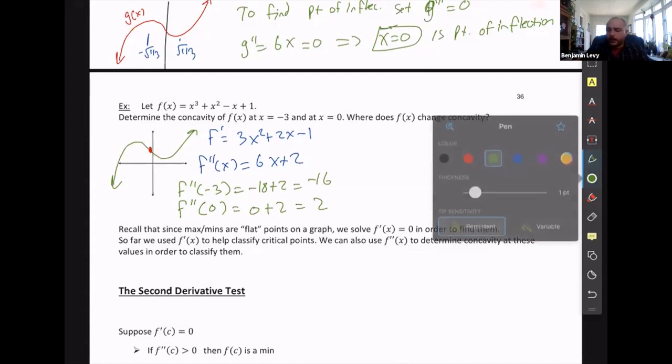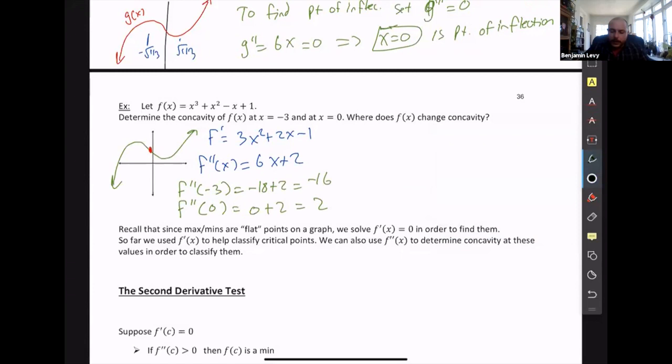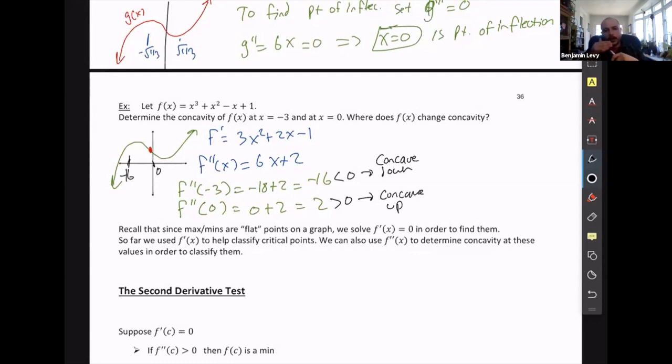And so that's the final takeaway: okay, well, -16 is a negative number. That means concave down. And 2 is a positive number. That means concave up. And we can just look at that right on the graph. If we note where these points are on the graph, -16 is going to be somewhere over on the left-hand side where it's concave down. And 0 is just past the inflection point. 0 is right at the origin, and it just starts being concave up, right before that.